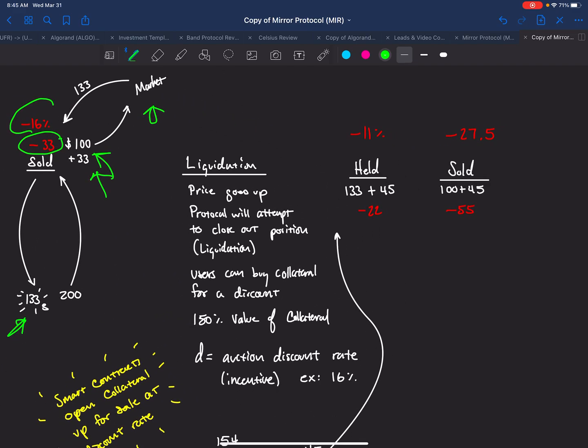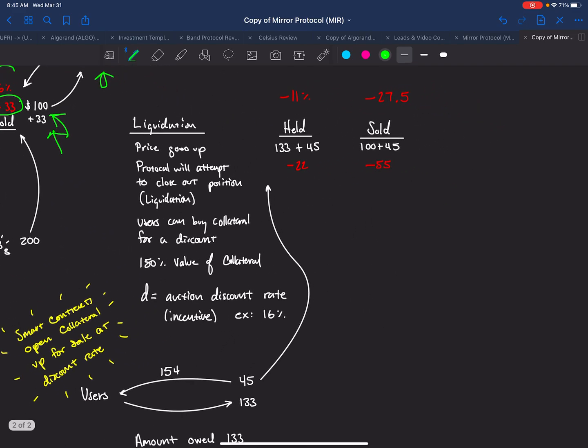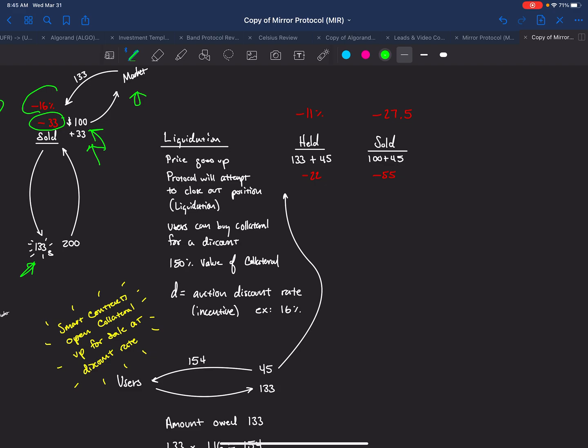Okay, so liquidation. Now we're going to explain liquidation. So when the price goes up, the protocol will attempt to close out the position right at the 150 mark or close to it. And so that's what we're going to use.